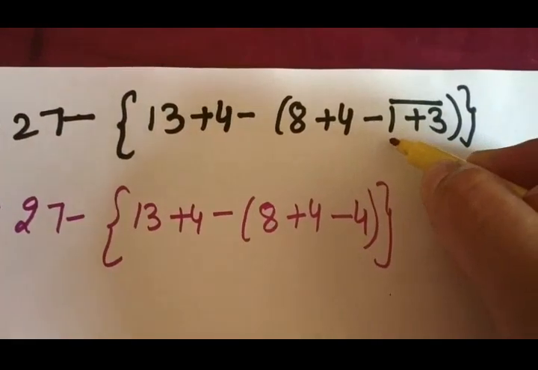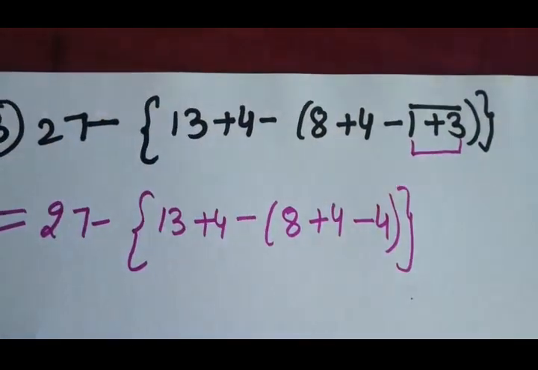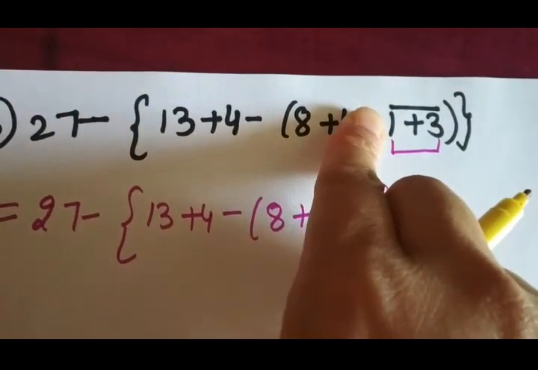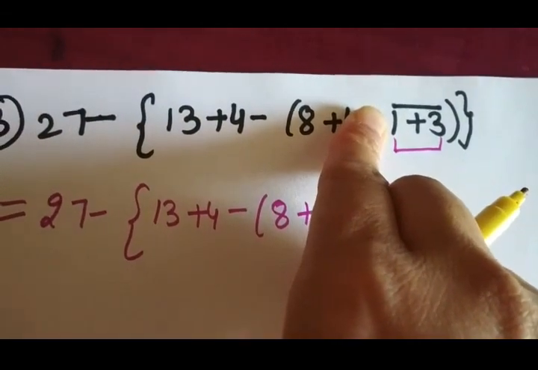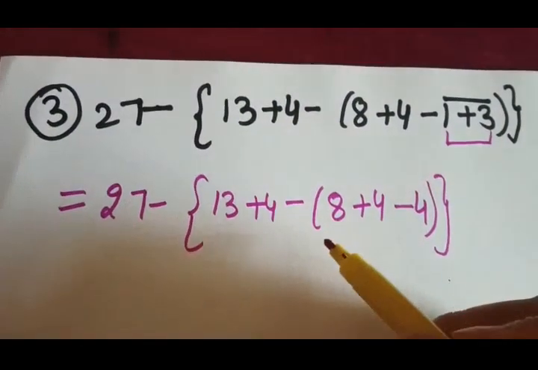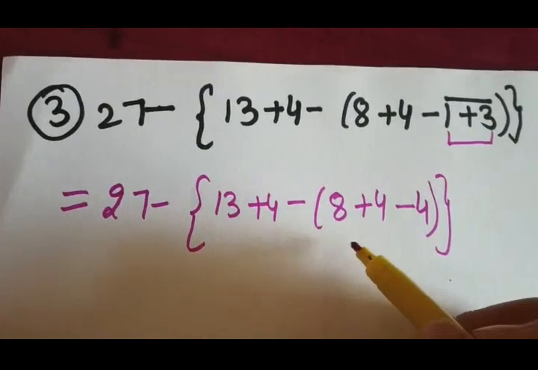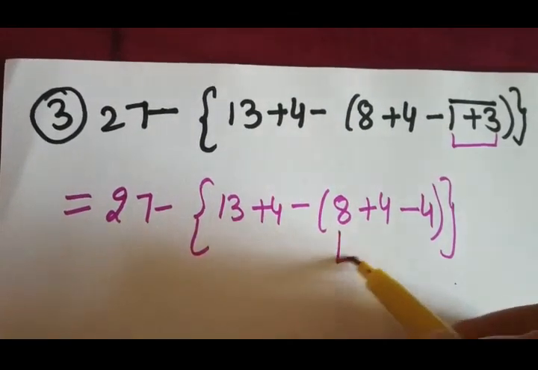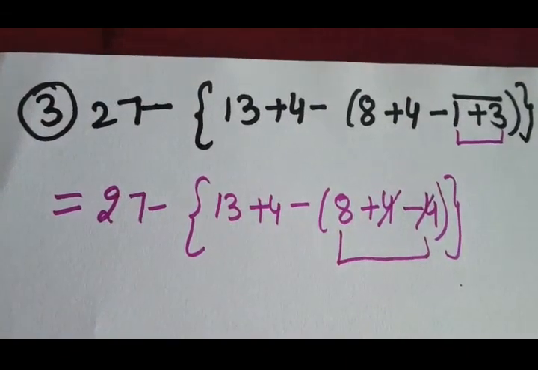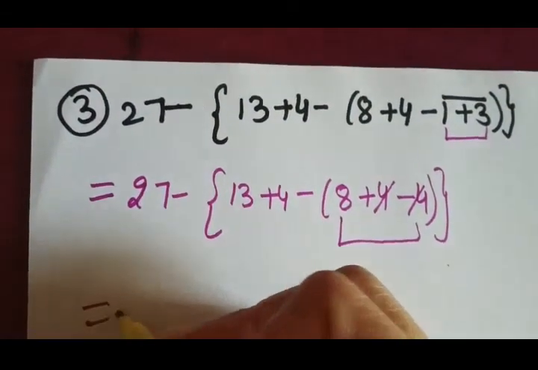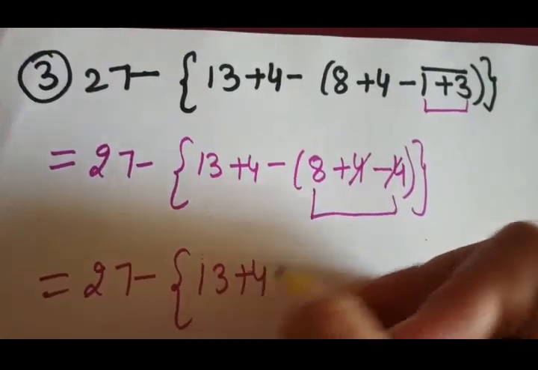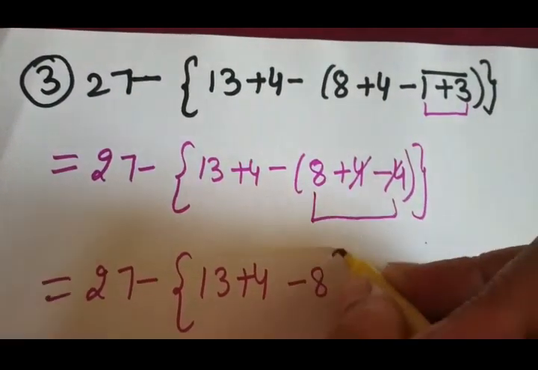First we have solved 3 plus 1 is 4. Don't consider it as minus 1, because the minus sign is not under the bar bracket; it is outside the bar bracket. So next we have to solve the small bracket. To solve the small bracket, see, this 4 gets cancelled out, or 4 minus 4 is 0. We are left with 8 only here. 27 minus 13 plus 4. This small bracket is also solved.